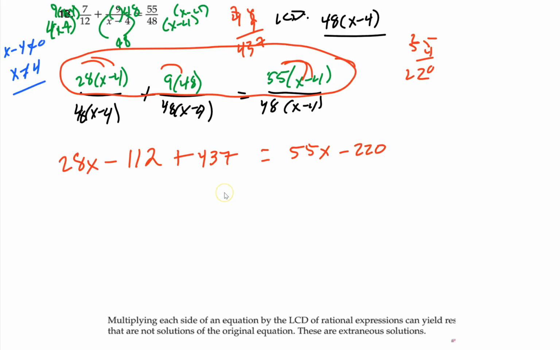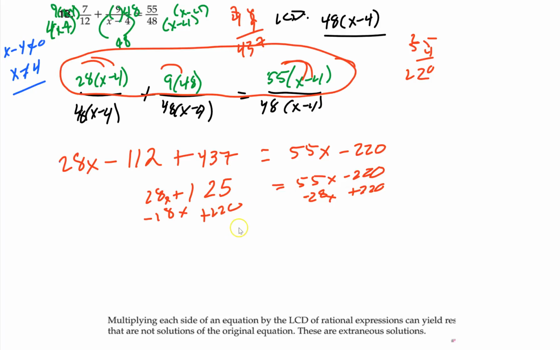So we have this, and once you get down to this, it's a normal problem. Solve and add. I could combine these: I get 521 equals 28x plus 55x minus 220. Subtract 28x from both sides. Add 220. And I get 543 equals 27x. So it's something to that effect.